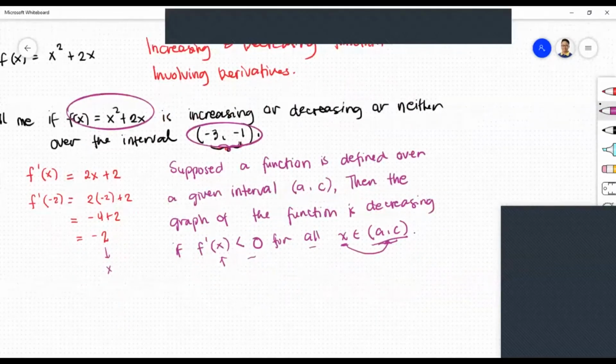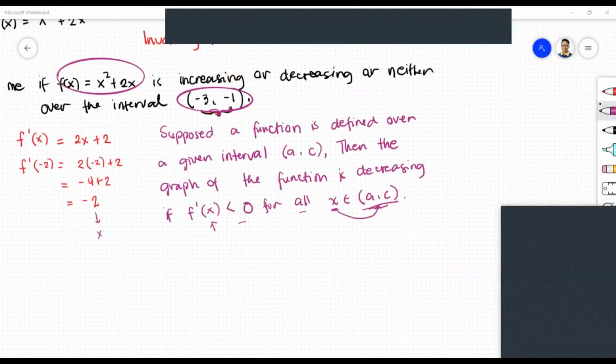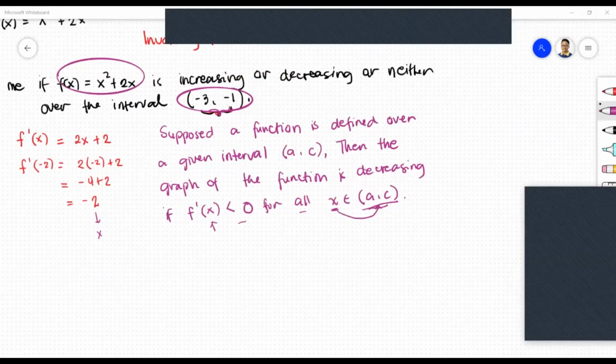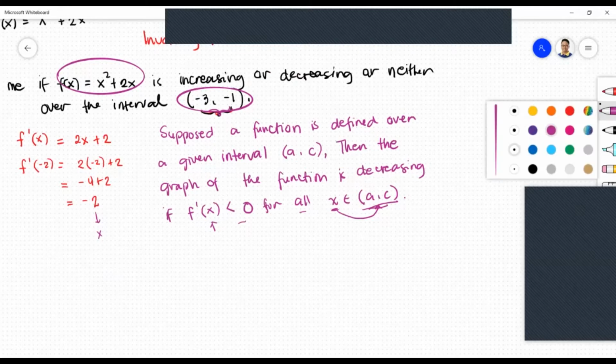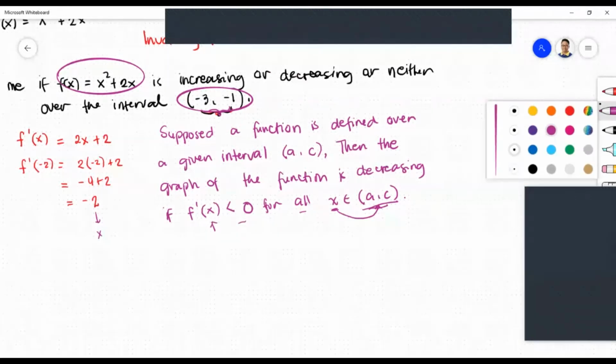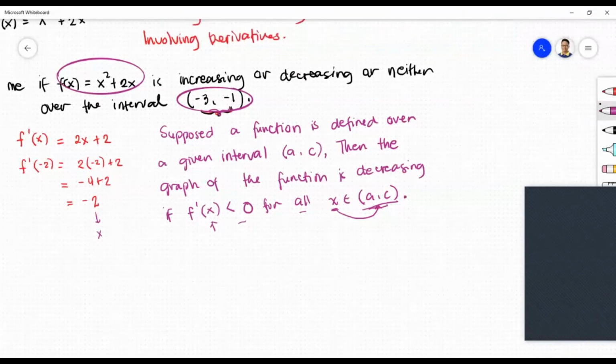Okay? Gets? Naka-follow ra? So if we're going to define the increasing definition, we're just going to add here.